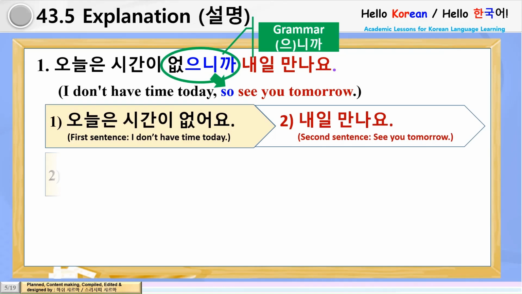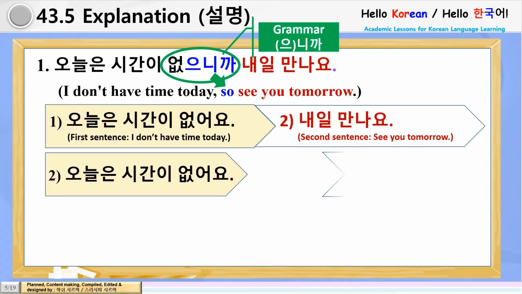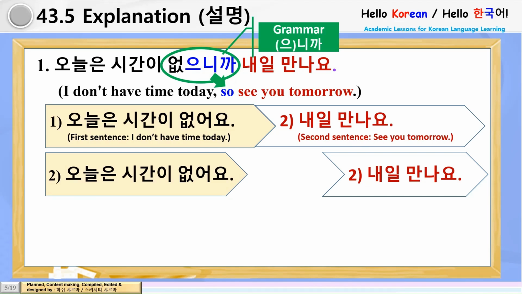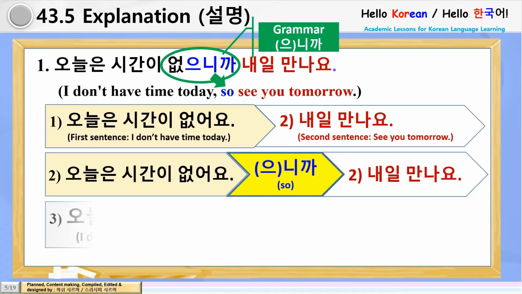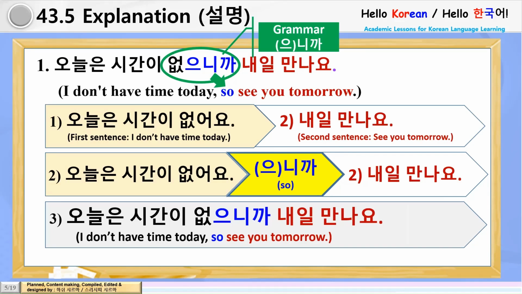See the second step now. 오늘은 시간이 없어요, 내일 만나요. Two separate sentences, how can they be connected to express the reason by using the grammar -(으)니까? It is like this. Please see this structure carefully. Two separate sentences. In the middle, -(으)니까. First sentence is the reason for the second part of the sentence. Now, it will be changed to 오늘은 시간이 없으니까 내일 만나요. If you are able to understand this structure, this grammar is clear now. 오늘은 시간이 없으니까 내일 만나요.